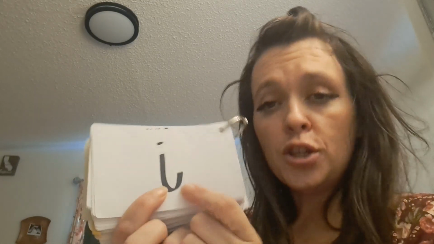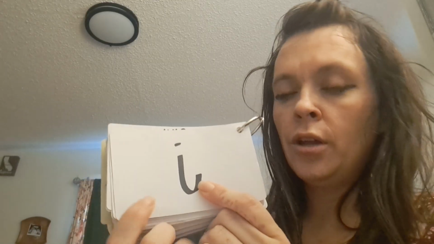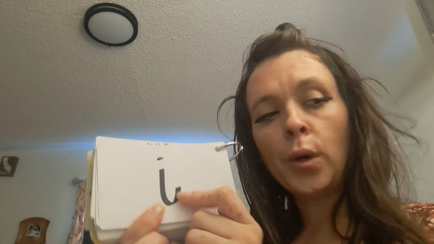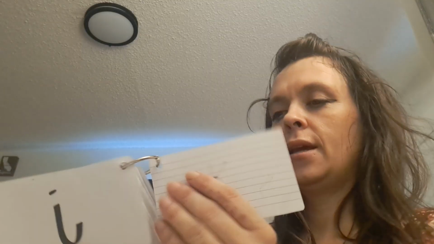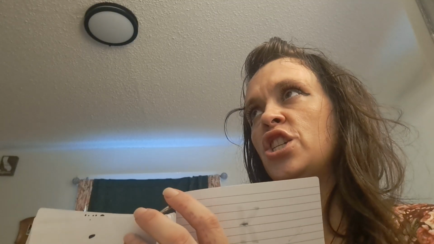J. Now, unlike G, which can make the J and the G sound, J just makes a J. Because we have a lot of Spanish words, sometimes J makes the sound like H. Okay? It's very similar. You put the tongue on the roof of your mouth, almost like the sound a drill makes.